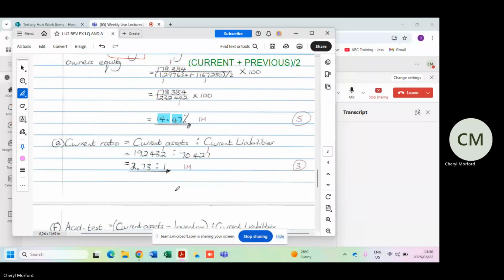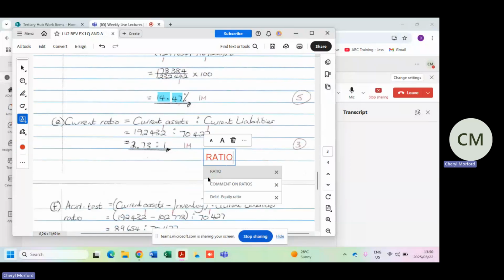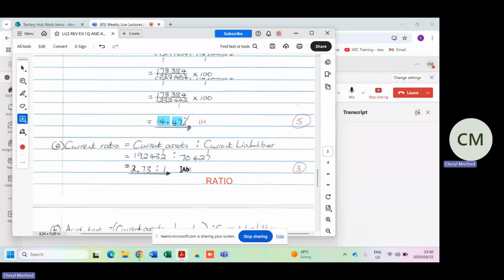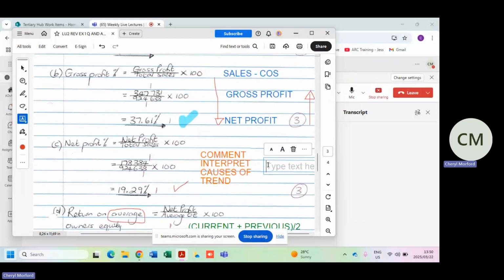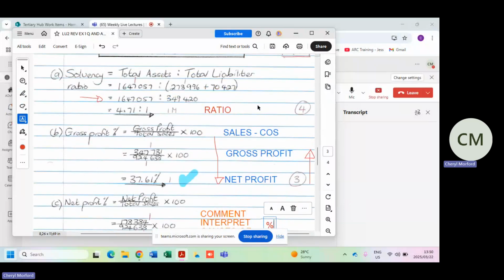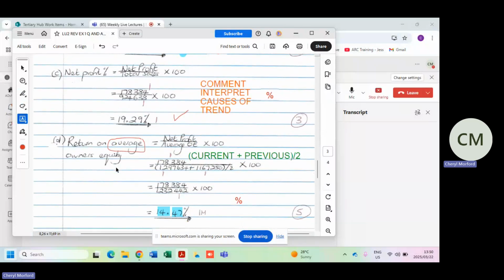So the ratio of 2,73 is to 1. And just like I was saying before, what's going to be important here? This must be expressed as a ratio. Let me just remind you over here, this one must be a percentage. This one must be a percentage. And the gross profit percent must also be percentage. So all profitability ratios are percentages, whereas the liquidity ones will both be a ratio.